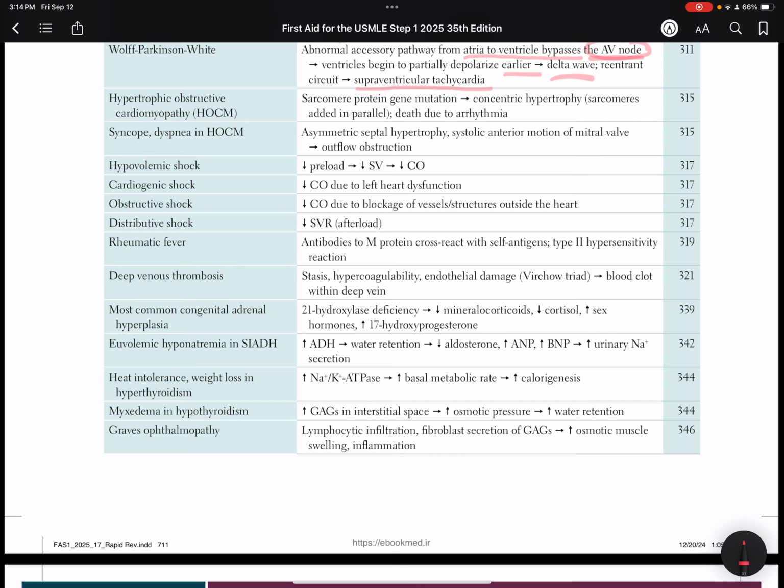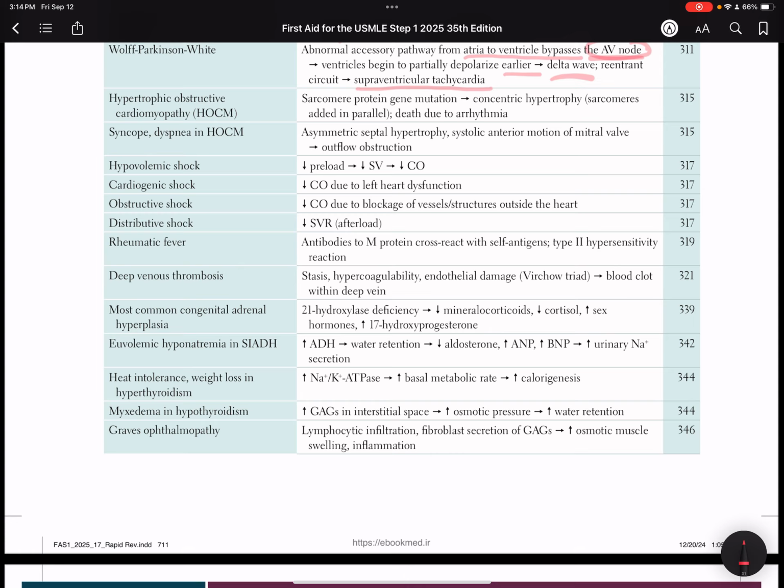What causes hypovolemic shock? Next condition is hypovolemic shock. Hypovolemic shock is decreased preload, which leads to decreased stroke volume, and this leads to decrease in cardiac output. So decreased preload causes decreased stroke volume, decreased cardiac output. What causes cardiogenic shock? Cardiogenic shock is because of decreased cardiac output due to left heart dysfunction.